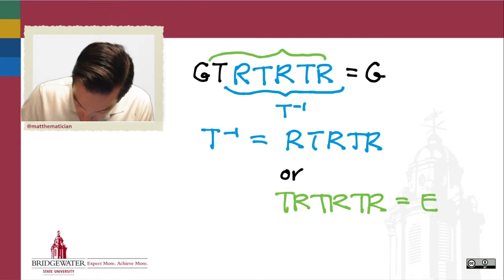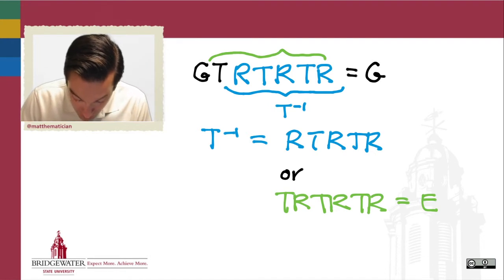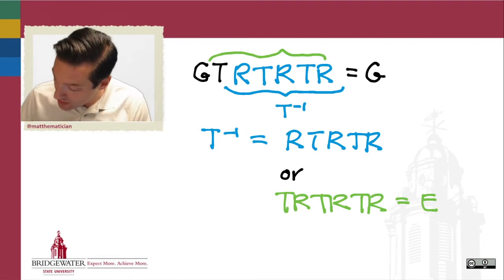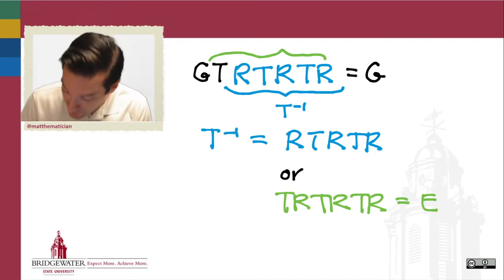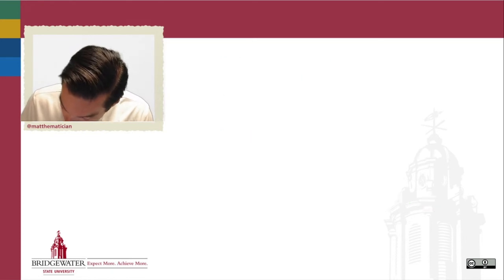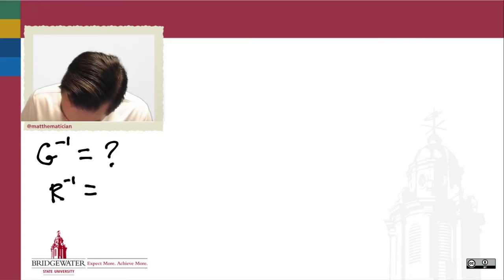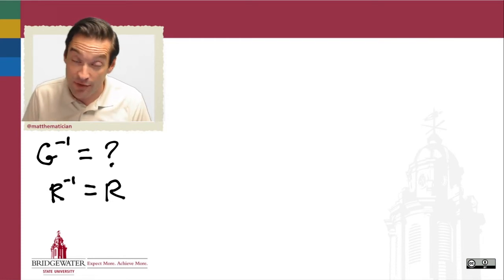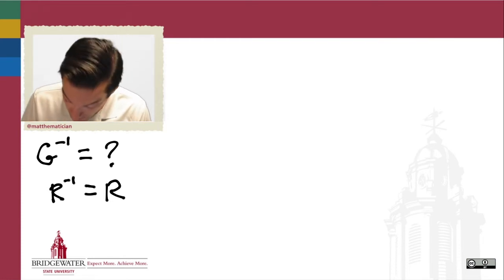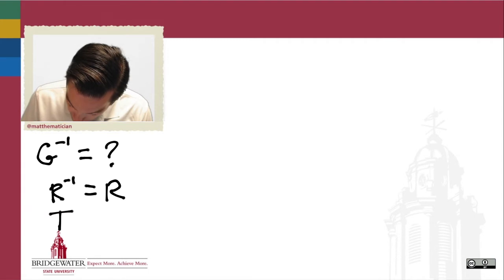But now that we know how to undo a twist and also undo a rotation, this should give us a recipe for how to find the inverse for any rational tangle. I'm just going to write these over here. So the inverse of a rotation is the rotation itself, because if we do 2 rotations, they cancel one another out. And the inverse of a twist is RTR.